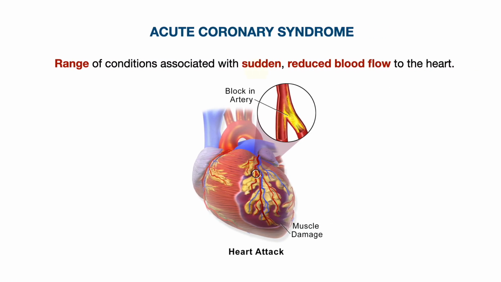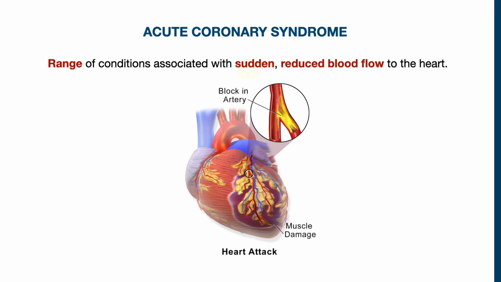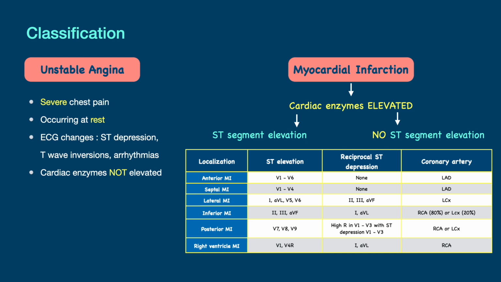Now let's look at acute coronary syndrome. Acute coronary syndrome is an umbrella term used for describing a range of conditions associated with sudden reduced blood flow to the heart. Take note, the key point here is the onset, which is sudden in nature. Acute coronary syndrome is largely classified into unstable angina and myocardial infarction.